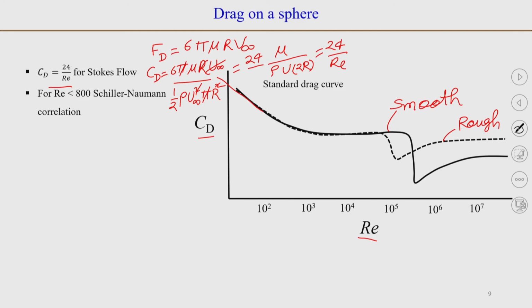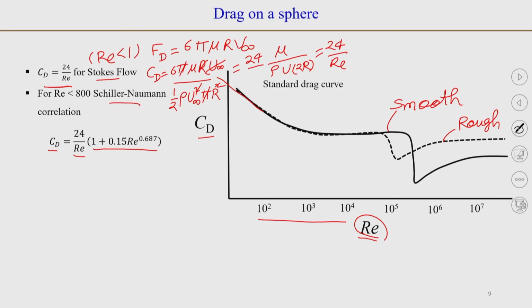Okay. So, that is for low Reynolds number. When Reynolds number is less than 1, then C d is equal to 24 by R E. This is a log plot, as you can see from here. So, you will have a linear variation, L n C d is equal to L n minus R E. Okay. So, at higher Reynolds numbers, you will have C d is equal to 24 by R E into 1 plus 0.15 R E raised to the power 0.687, and this is called the Schiller-Naumann correlation.